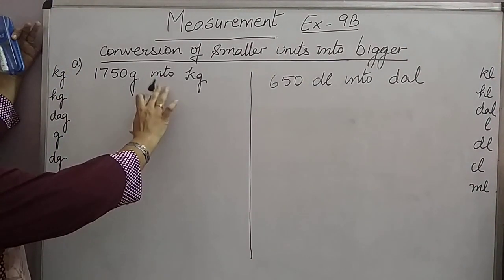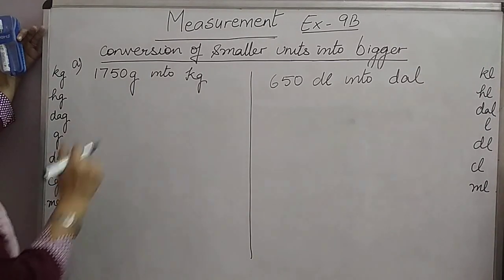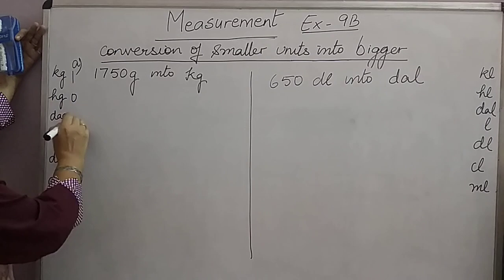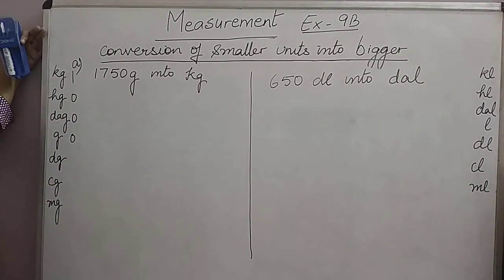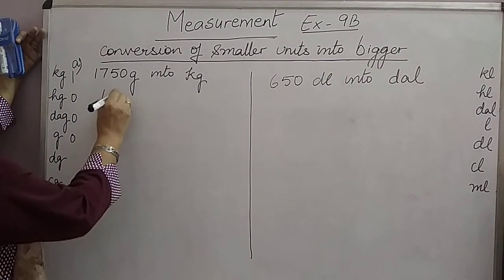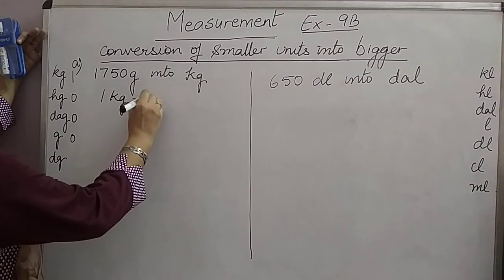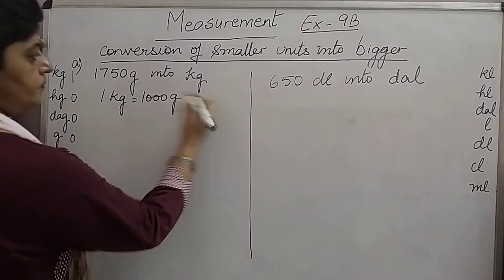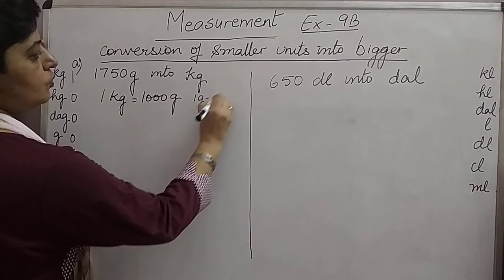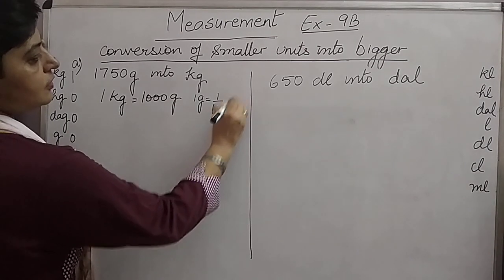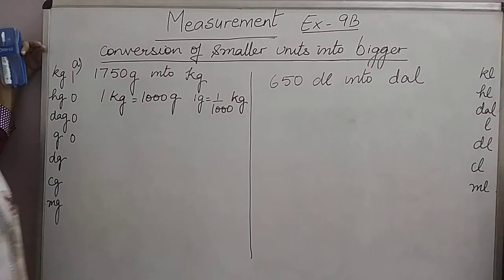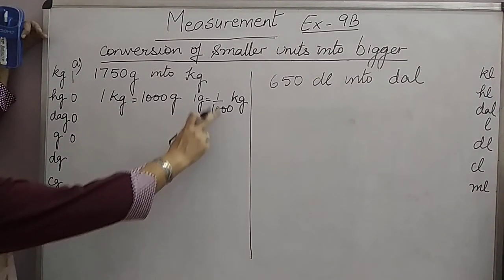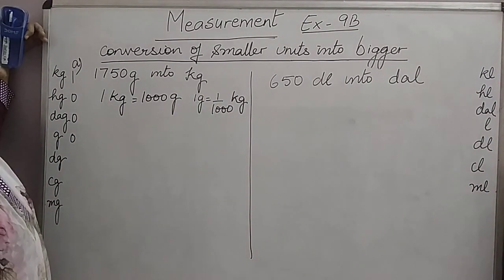1750 grams and we are to convert it into kg. First of all, we need to know how many grams make 1 kg. So 1000 grams make 1 kg and we need to write here 1 kg is equal to 1000 grams. We can even write 1 gram is equal to 1 by 1000 kg. It's simply the reverse of it, that we bring it down here. 1 gram is equal to 1 by 1000 kg.